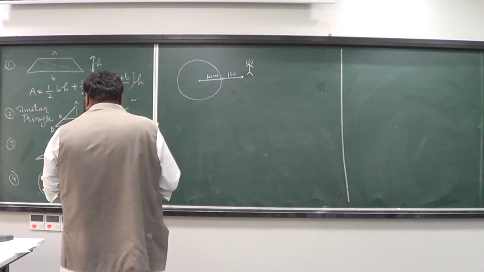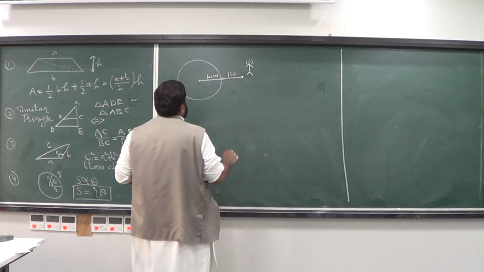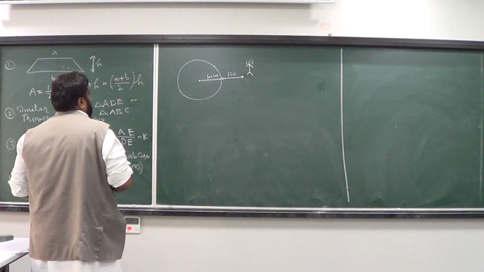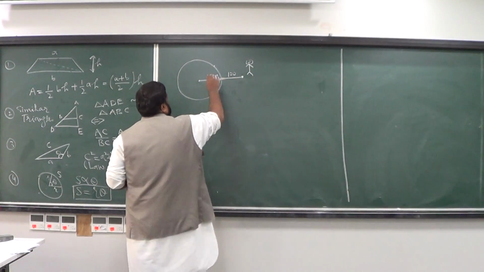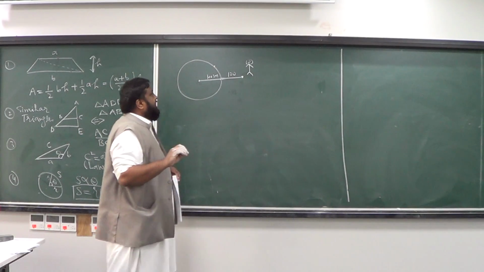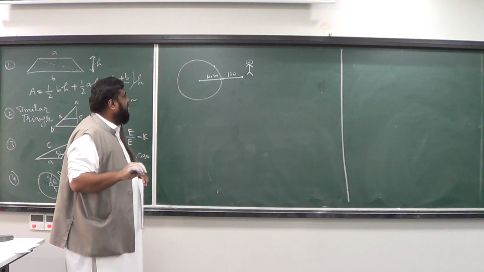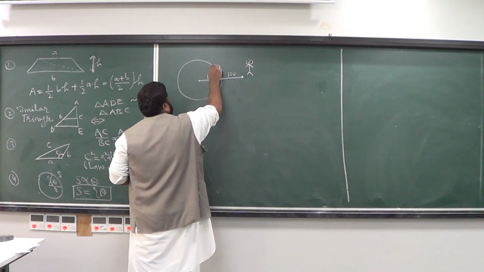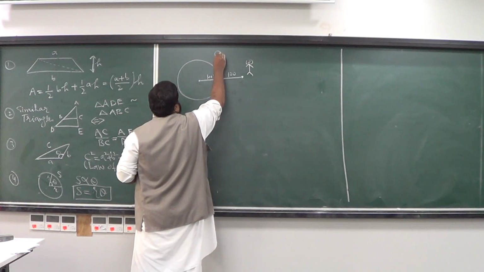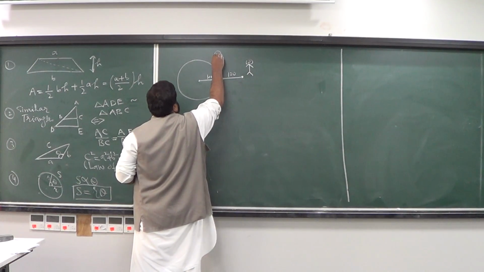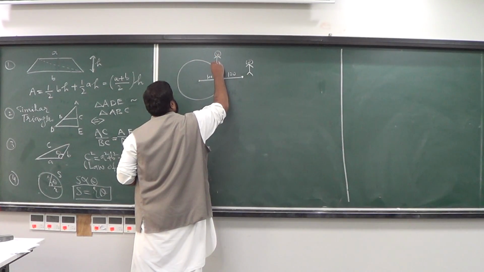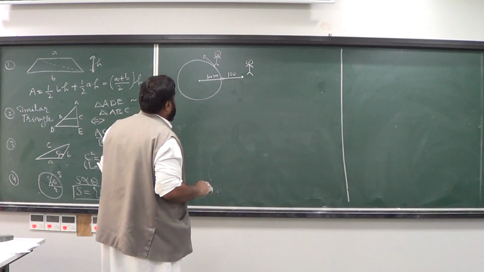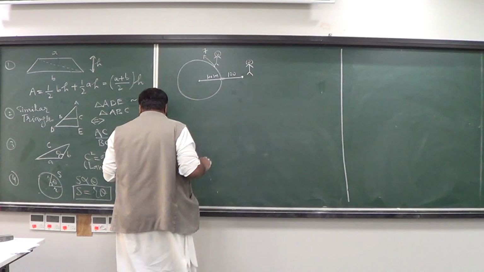Now imagine that the sprinter is currently at some location. He may have started running from a location somewhere here, and then he keeps on running. So the sprinter is maybe here at this point, and he is running along the circle, tangentially along the circle. And the speed of the sprinter is 7 meters per second.